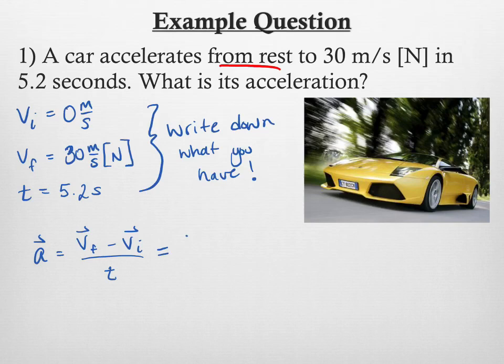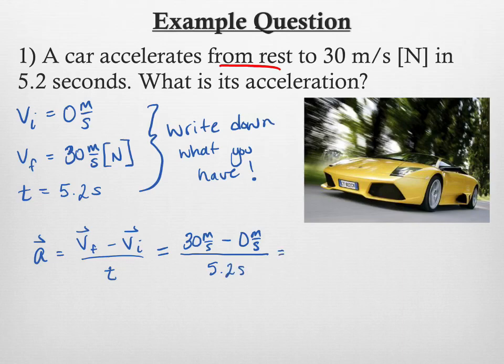Our final velocity was 30 meters per second. Okay, it's north, so I'm going to keep that positive. And then our initial was 0, so we're going to subtract 0. And then we're going to divide that by how much time it took, which is 5.2 seconds.